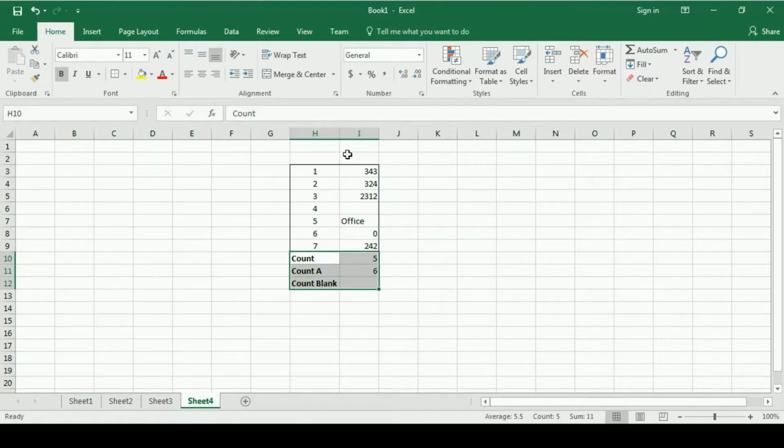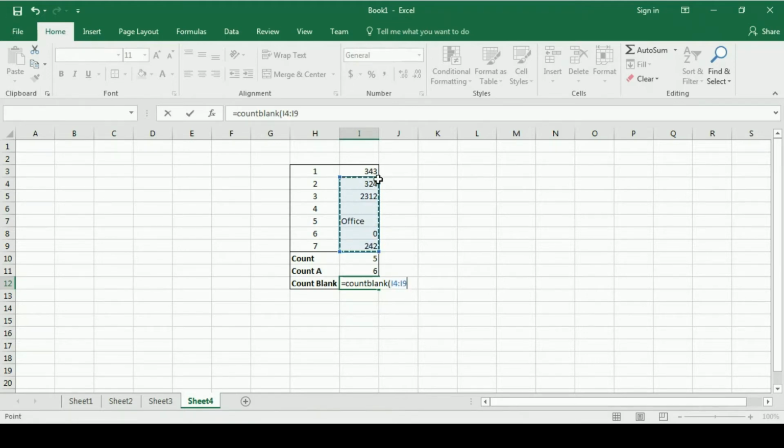Next one is COUNTBLANK. COUNTBLANK gives us the number of blanks in a list of cells. Equals, COUNTBLANK, notice again there is no space. Start the bracket and select all the cells in the list. Close the bracket and hit enter, and you'll get 1 because there is only 1 blank in the entire list.